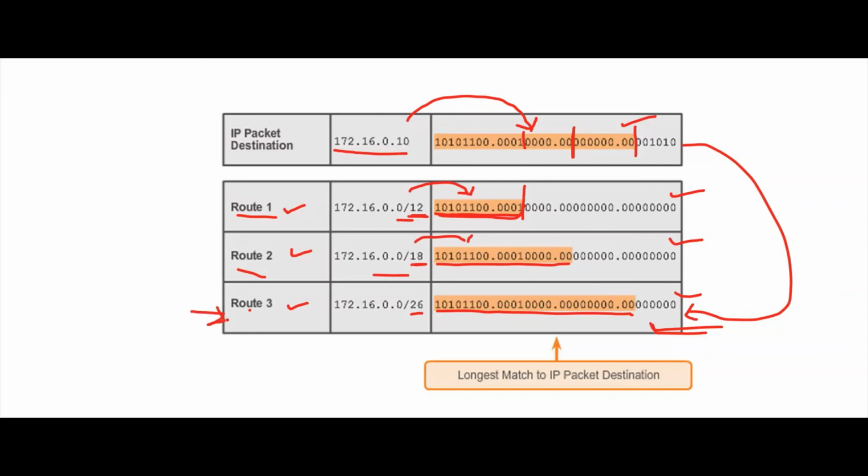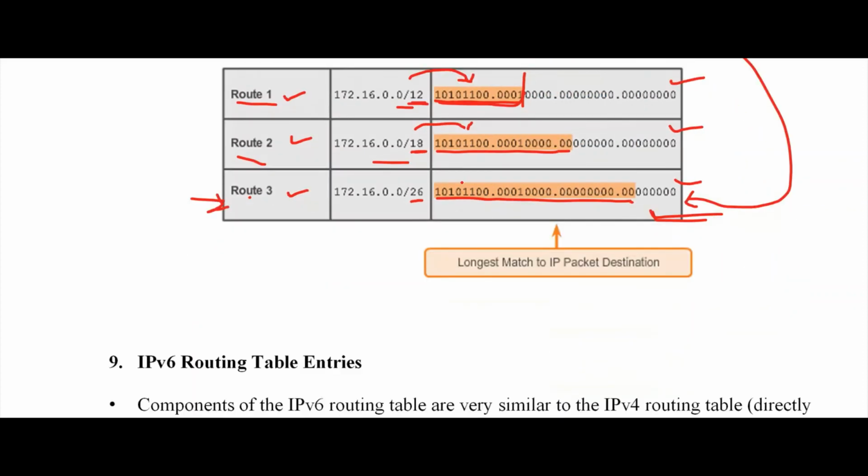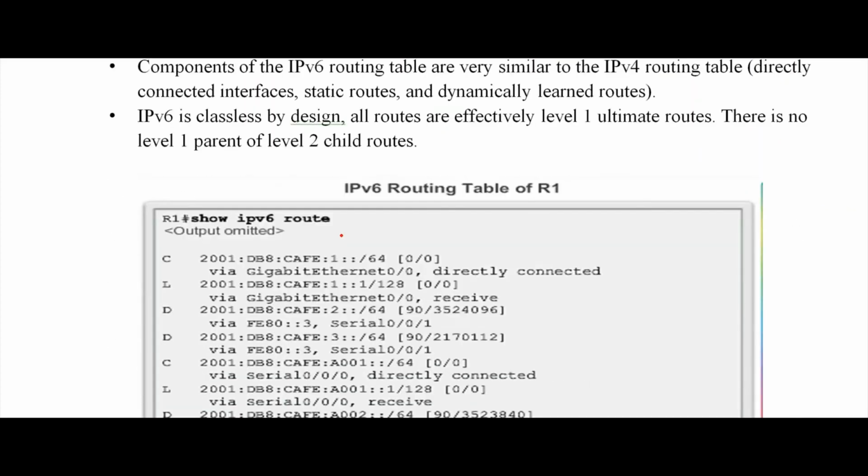Okay, so this is called matches for packets. How the packets will be matched in the routing table to find the best route. This is the concept. Now, up to this the lecture is over. The next part is IPv6. The same thing will be available for IPv6.